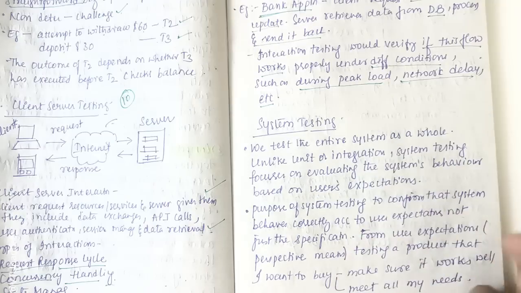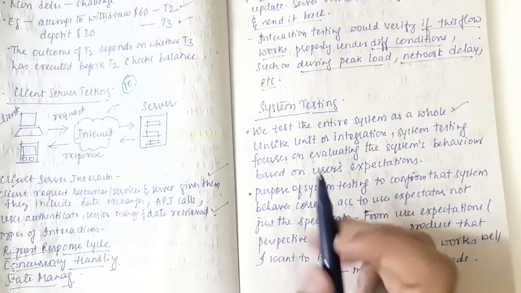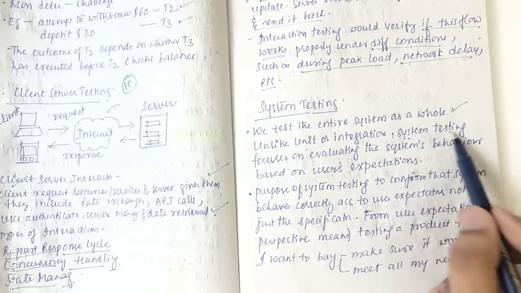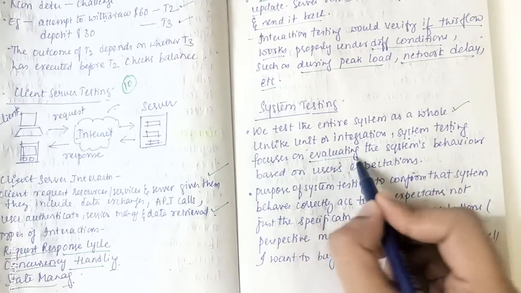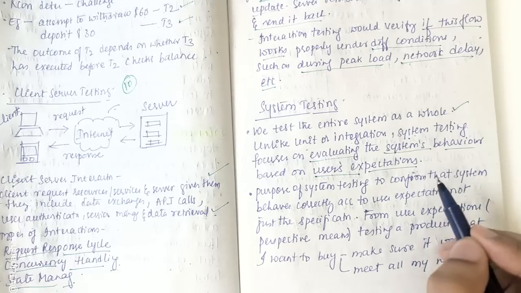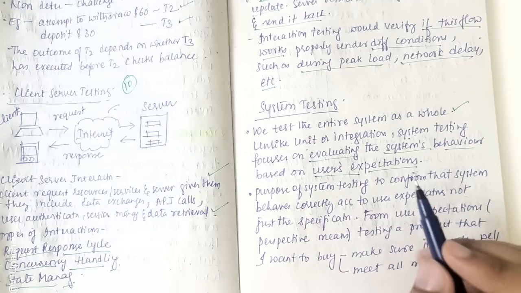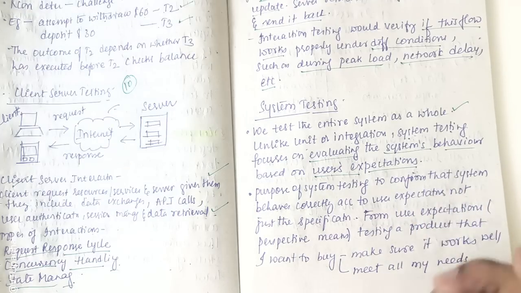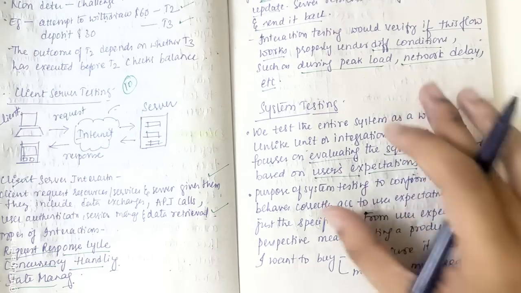So we test the entire system as a whole here. Unlike unit or integration testing, system testing focuses on evaluating the system's behavior based on users' expectations. Depending on users' expectations, the users' perspective, the system would be tested as a whole element.